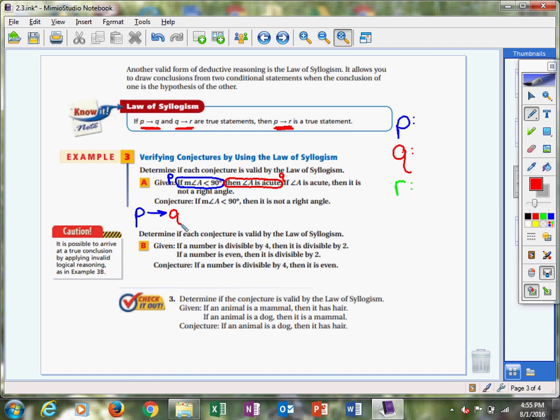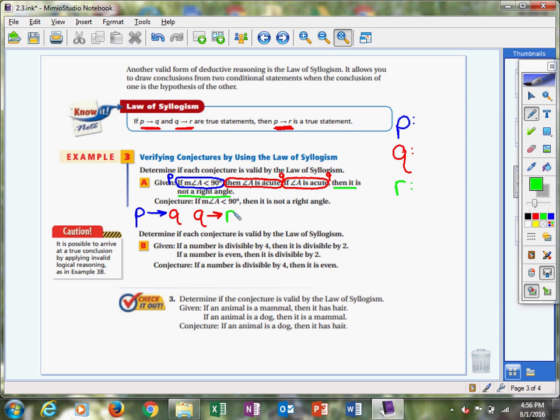Now, we have this time, if Q, now remember Q was angle A is acute. Now Q is the hypothesis of your second statement. If Q, then R, let me change to green, then it is not a right angle, okay? So let's take a look at that statement. If angle A is an acute angle, then it's not a right angle. That's correct. There are no acute angles that are right angles. Cannot think of a single counterexample there. So we have truth in both of these statements in the given.